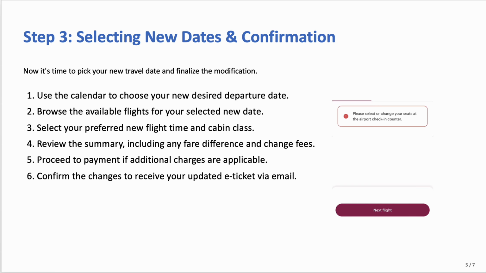After that, select new dates and confirmation. Now it's time to pick your new travel date and finalize the modification. So use the calendar, browse the available dates and select your preferred flight.